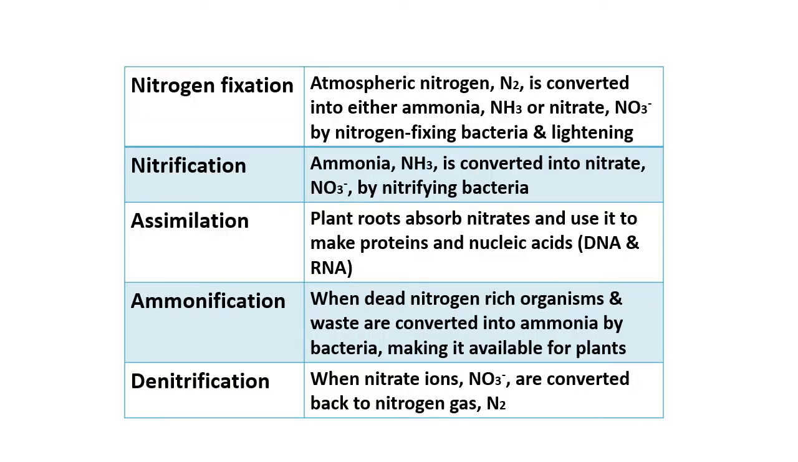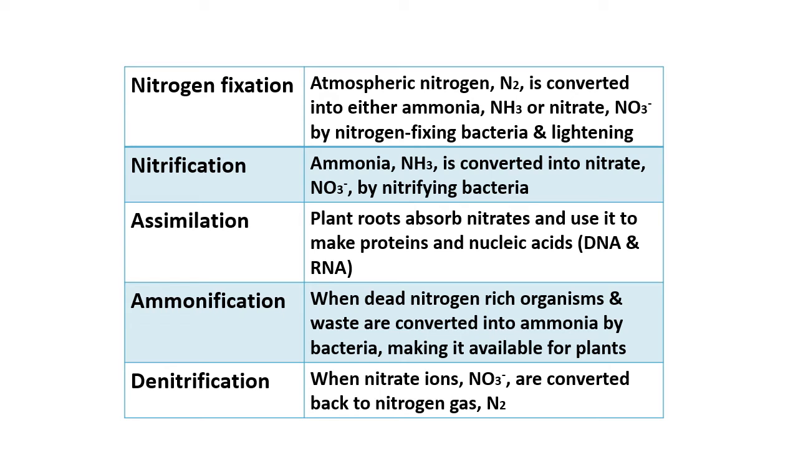So we have nitrogen fixation, which is atmospheric nitrogen being converted into either ammonia or nitrate by nitrogen-fixing bacteria and lightning. So lightning can turn it from nitrogen gas to nitrate. We have nitrification, which is ammonia being converted to a nitrate by nitrifying bacteria.